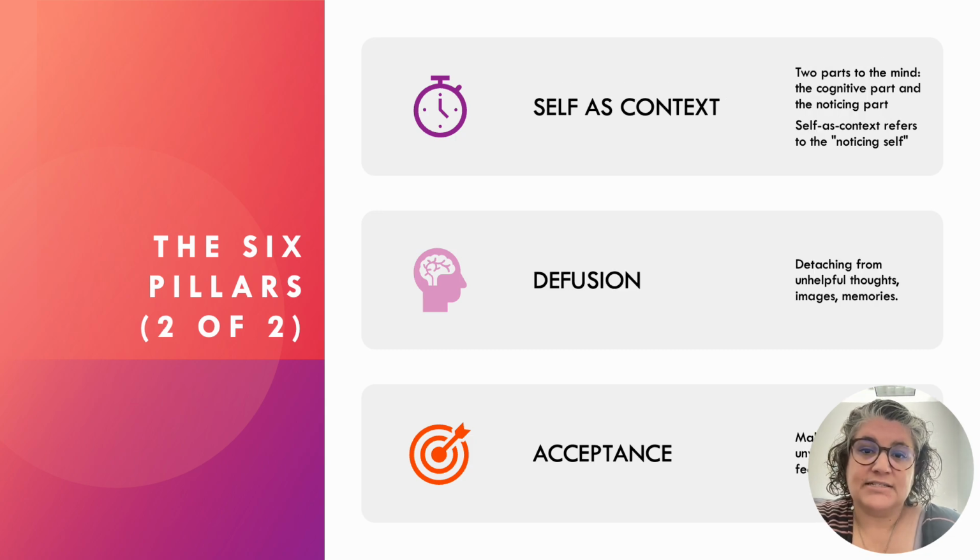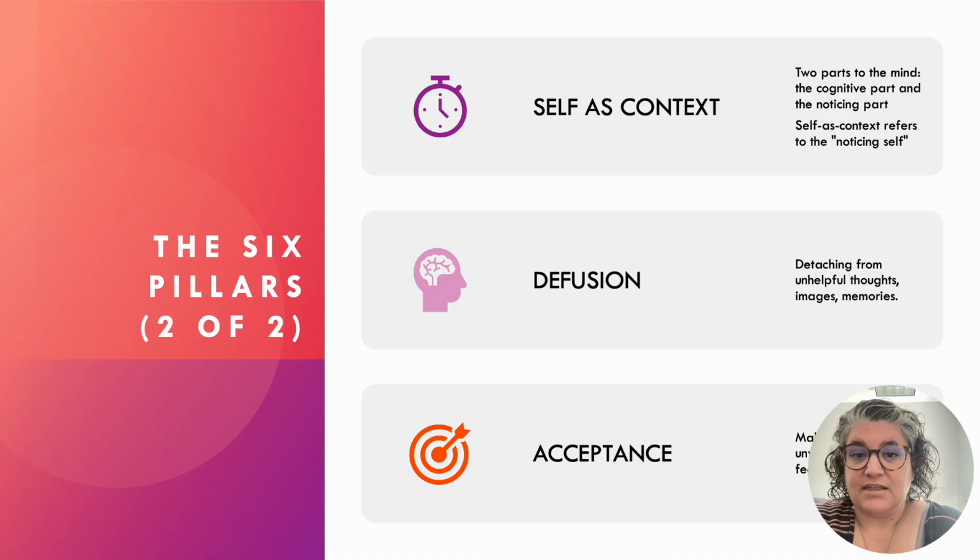Self as context is one of the more complicated pillars of ACT. It refers to the two parts of the mind. One part of the mind is the cognitive side, the side of the mind that is processing the outside world and reacting automatically. The other side of the mind is the noticing part, which ACT refers to as self as context.